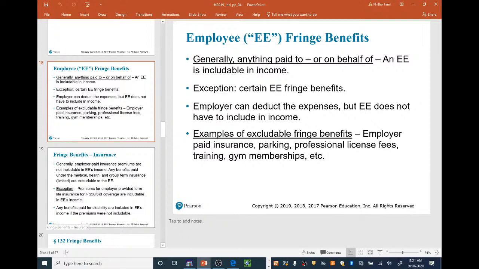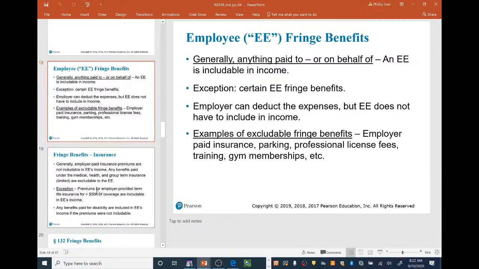Okay, let's talk a little bit about employee fringe benefits, also known as EE fringe benefits, okay? The general rule is anything paid to or on behalf of an EE is includable in income. The exception is certain EE fringe benefits, right? So it says here the employer can deduct the expenses, but the EE does not have to include it in income. Examples of excludable fringe benefits: employer-paid insurance, parking, professional license fees, training, gym memberships, etc.